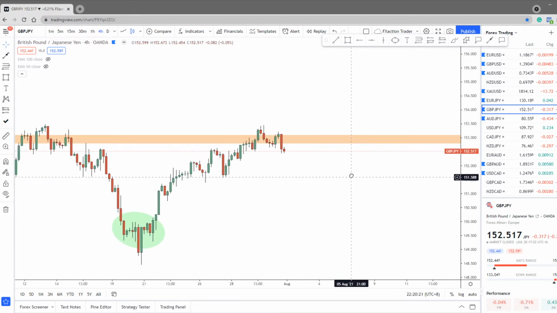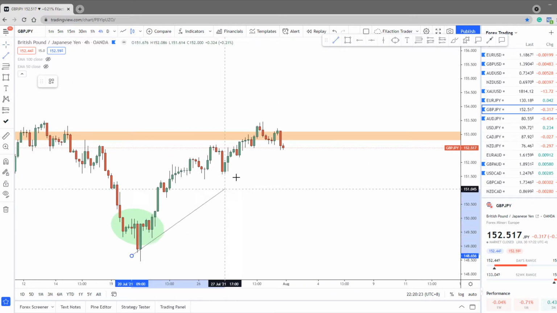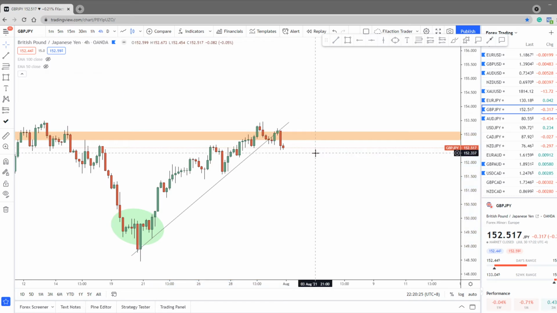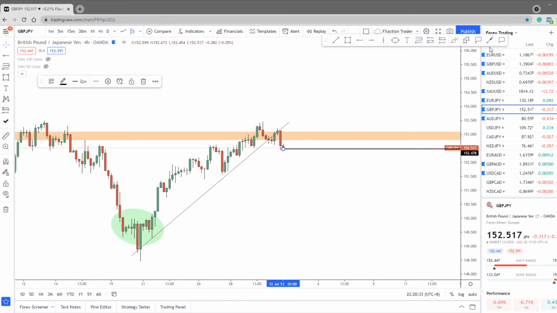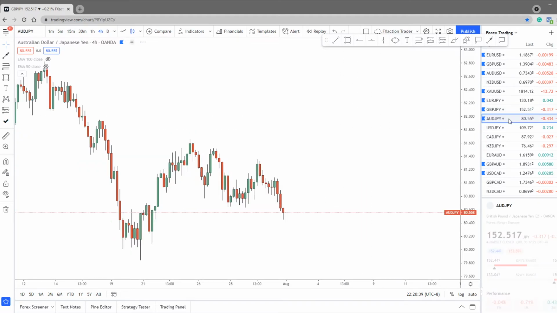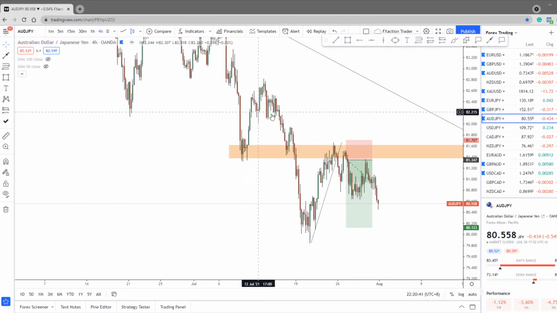So this week, what are we going to do? First thing, we can see that there is a trend line being broken. As long as the market is able to break down and create a new low, we can start to go for a short trade. So let us go to the next pair, Aussie yen.